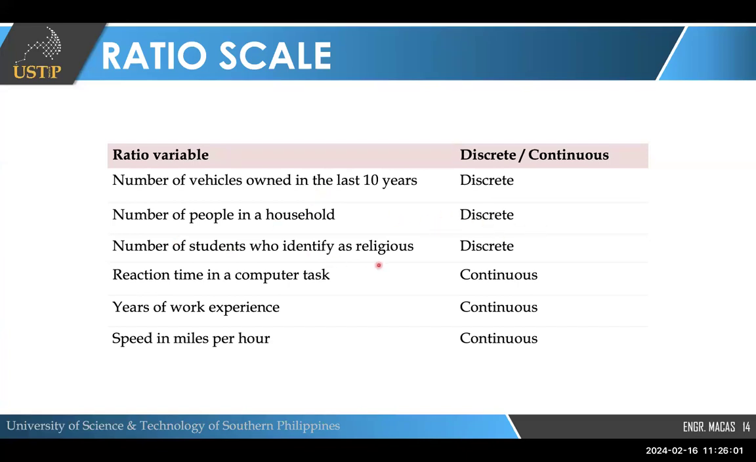So, kini nga type of data is discrete. Number of students who identify as religious, discrete yapon. Okay? So dili gyapon ka categorize of one half student. Okay? Okay, reaction time in a computer task. Kini, it's an example of continuous na data. Years of work experience continuous. So sometimes makain ko, years, pwede ba ka mag prorated ni mga years. For example, 0.5, that's equivalent to half a year. Okay, so that's a continuous type of data. Speed in miles per hour, so continuous gyapon. Okay?